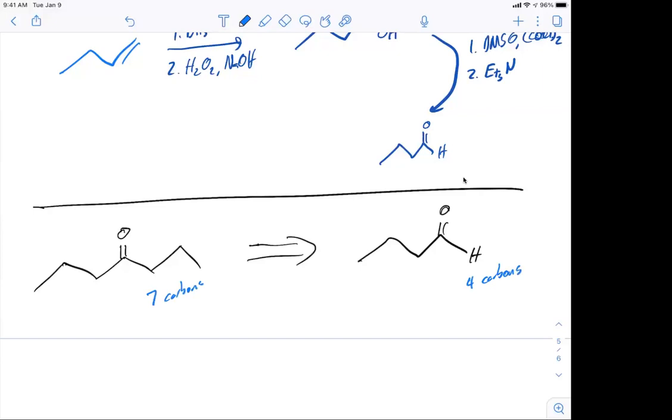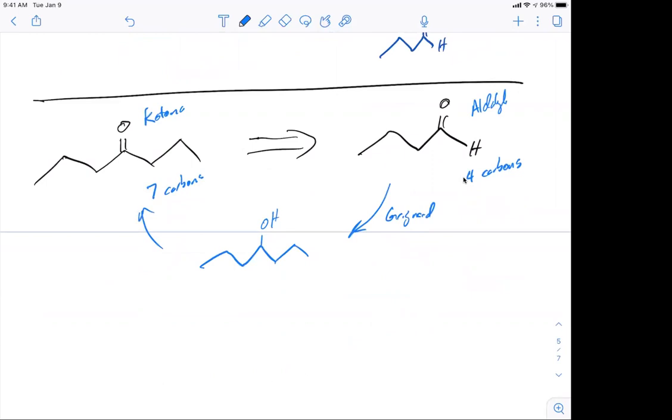Let's go ahead and look at this one since we're running short on time. We are changing from 4 carbons to 7 carbons. We start with an aldehyde, and we end up with a ketone. If we look at where this is, it looks like what we're doing is adding the carbons. Now remember, we can do a Grignard to add the carbons, and then we could oxidize it back up.